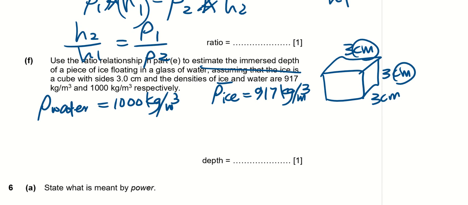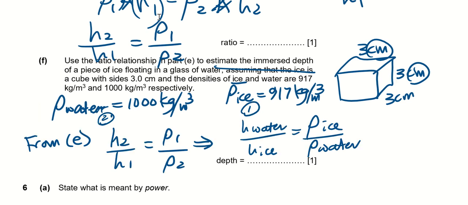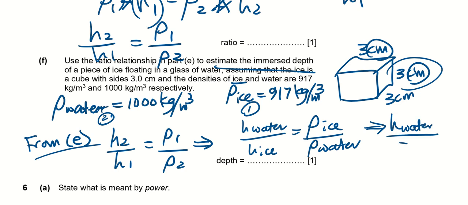Okay, so we can actually use the relationship from E, H2 over H1 equals rho 1 over rho 2. So I let the ice be 1 and water be 2. So H2 becomes H water, the height of the water that the ice is submerged in. H1 is the height of the ice, which is 3 cm, equals rho of ice over rho of water. So this is what I want to find out, the height of water or the depth. Height of ice is actually 3 cm.